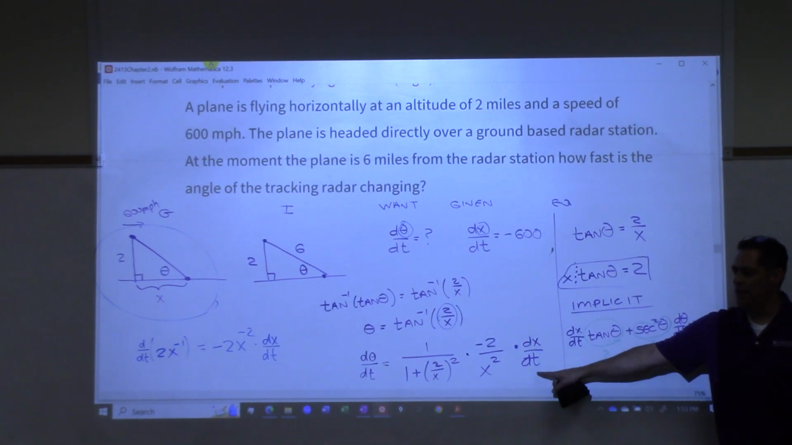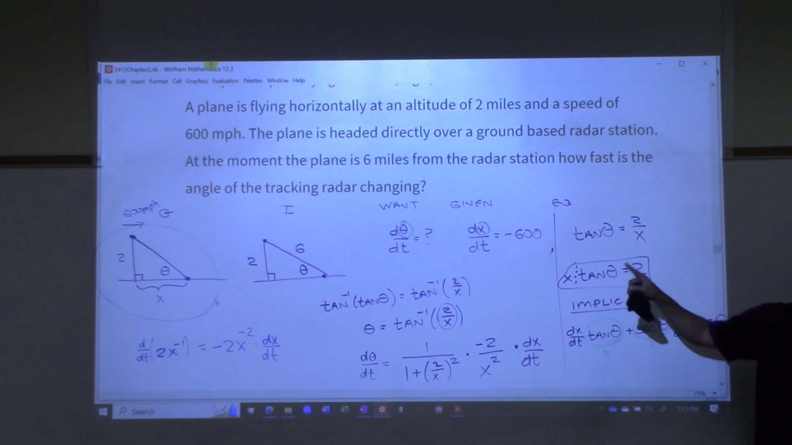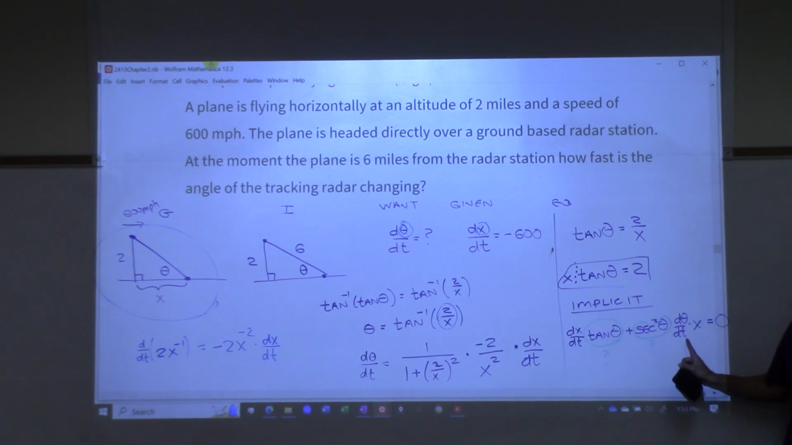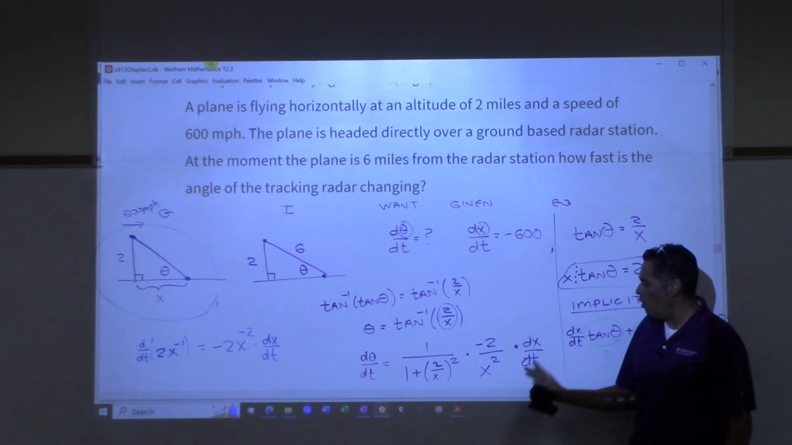What's better about this than this? How? Here, we needed to know what tangent theta and secant theta were, right? So we had to go to that triangle and figure it out, didn't we? And then we could solve for d theta/dt. We could. But look at this one. It's already solved for d theta/dt, right?